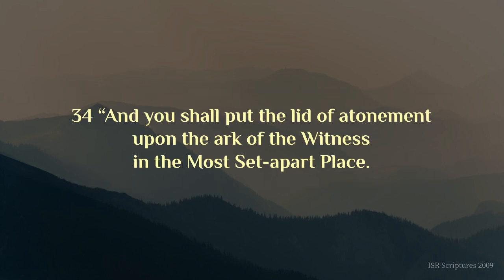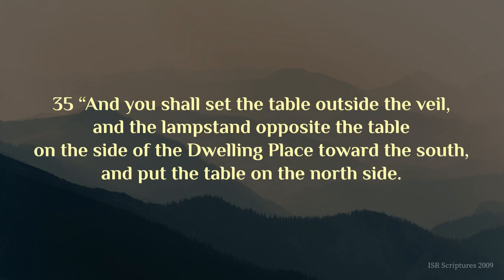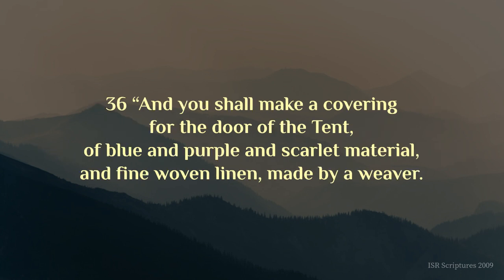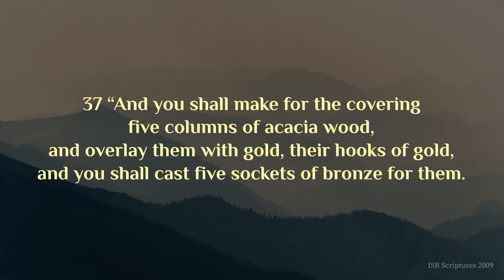And you shall put the lid of atonement upon the ark of the witness in the most set apart place. And you shall set the table outside the veil, and the lampstand opposite the table on the side of the dwelling place toward the south, and put the table on the north side. And you shall make a covering for the door of the tent, of blue and purple and scarlet material, and fine woven linen, made by a weaver. And you shall make for the covering 5 columns of acacia wood, and overlay them with gold, their hooks of gold, and you shall cast 5 sockets of bronze for them.